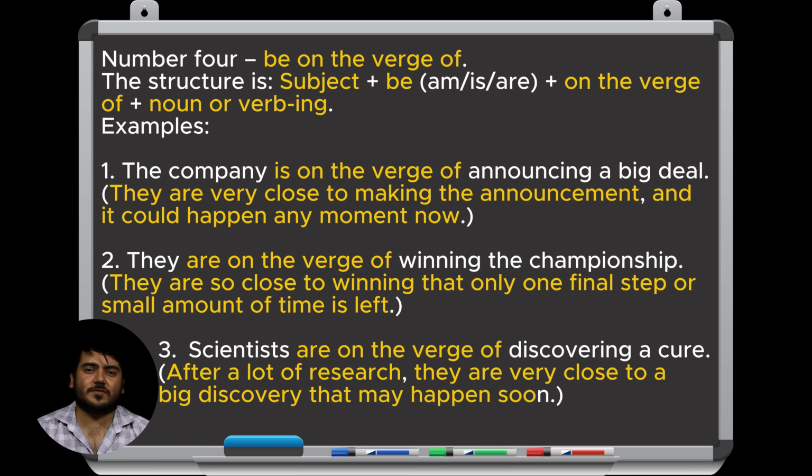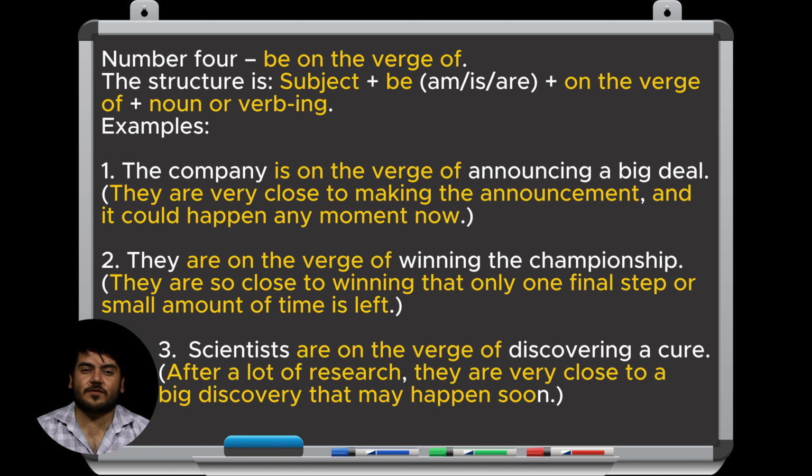The structure: subject plus be plus on the verge of plus noun or the -ing form of a verb. The company is on the verge of announcing a big deal. They are very close to making the announcement, and it could happen any moment now.